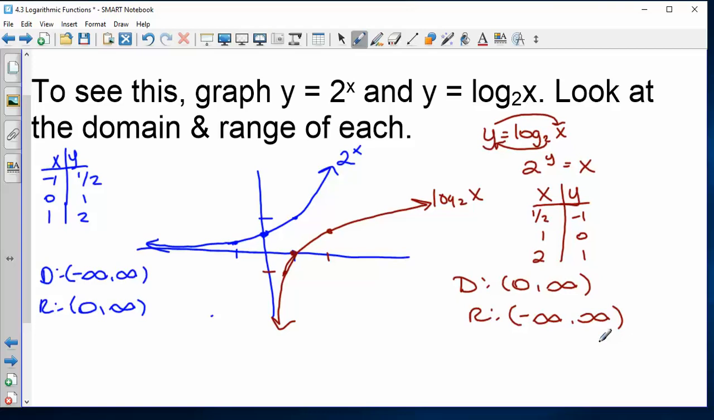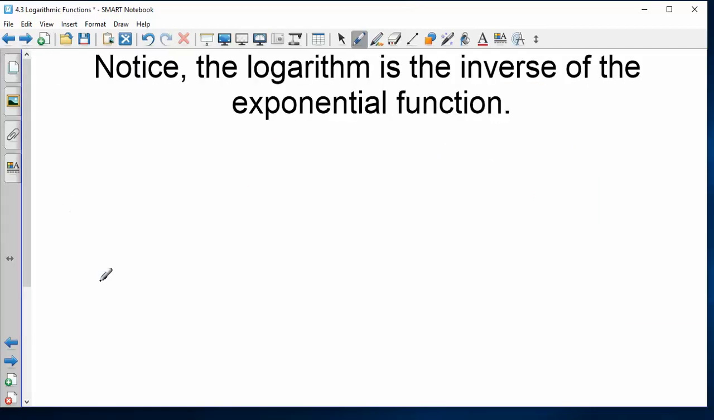They're the opposite. Look, the domain of this one is equal to the range of that one. Those are equal. Look at our ordered pairs. I took the ordered pairs and just flipped them. If I drew the line y equals x, it's just a mirror image across that line. What's the word for this? Inverses. So the logarithm is the inverse of the exponential. It's that thing that undoes the exponential.